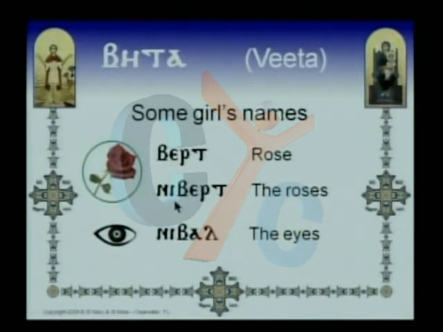Now, the roses is Ni Vert. So this is the roses, Ni Vert. Also the eye, plural and singular, is the same word, which is Val. So here, Ni Val means eyes. The eyes is Ni Val. So all these three words can be used as girls' names: Vert for rose, Ni Vert, the roses, and Ni Val, the eyes.